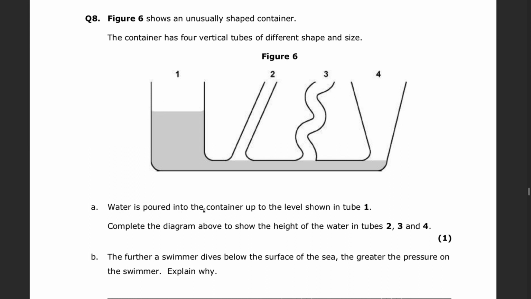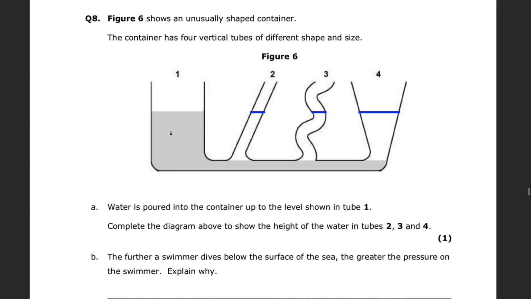Water is poured into the container up to the level shown in tube 1. Complete the diagram above to show the height of the water in tubes 2, 3 and 4. As we know, water will always keep the same level. So in the case of tube 2, 3 and 4, the levels should all be in line with the water in tube 1. So there the levels should be all at the same height.